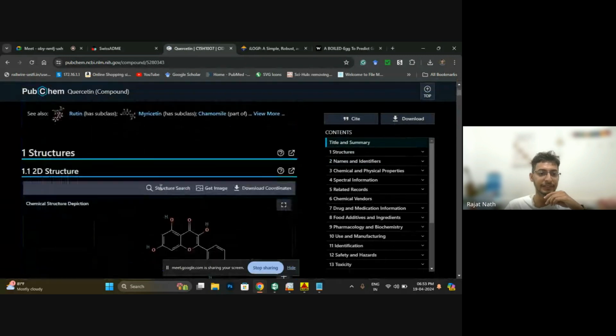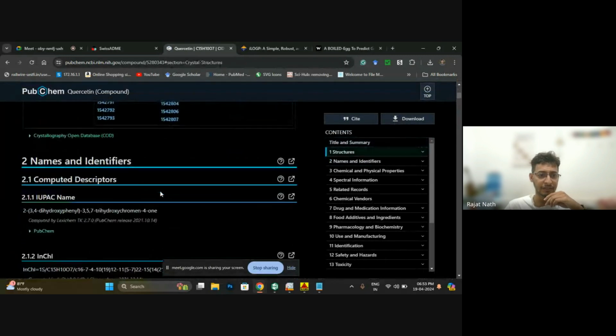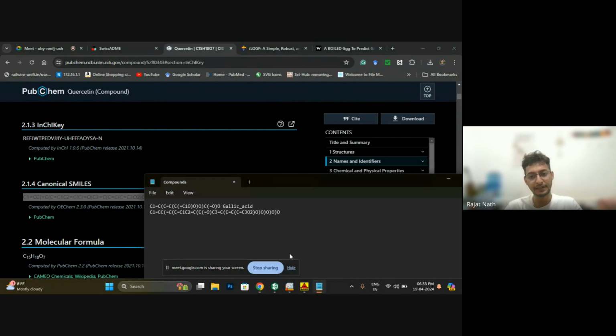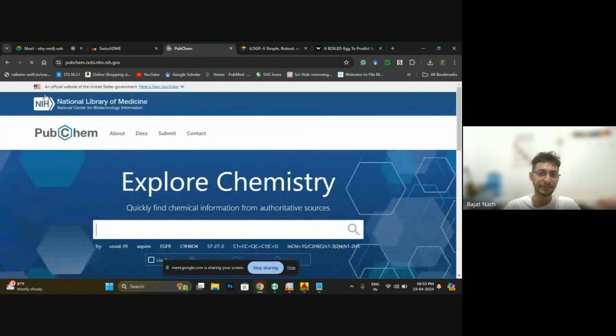Go to the quercetin. Select the canonical SMILES. Copy the SMILES, paste it in the notepad, give one space, and write down the name of the compound. Then click enter. Go to PubChem again.